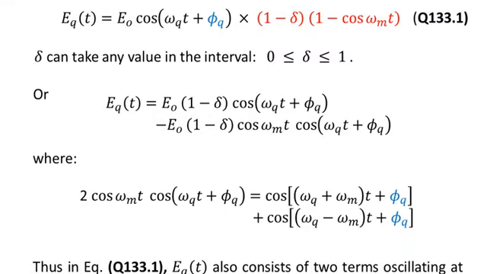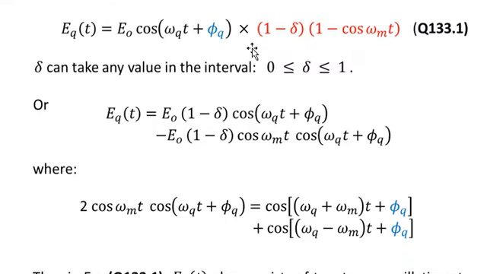Now you see that you can expand this term, that is, you can multiply these terms inside this parenthesis that contains 1 minus cos of omega_m t. So due to 1 we have one factor, and due to cos of omega_m t we have the second multiplicative factor. So the first factor is this one, from the multiplication by 1, and if you multiply the rest of the terms with cos of omega_m t, you have this term, that is E_0 into (1 minus delta) into cos of omega_m t multiplied by cos of (omega_q t plus phi_q).